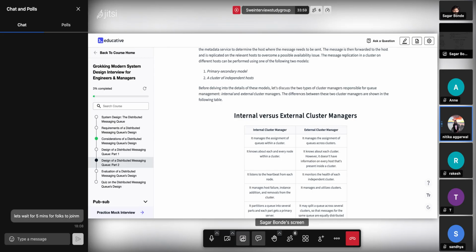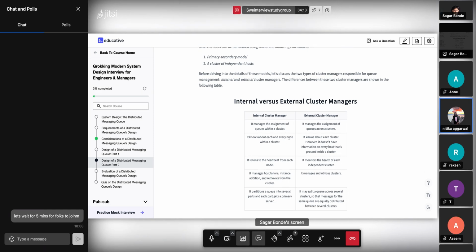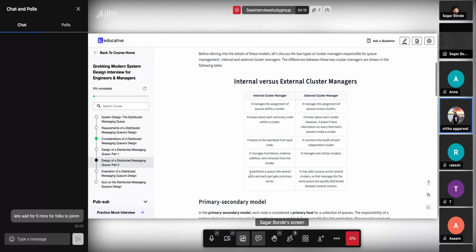So basically, for the internal cluster manager, the last point: it partitions a queue into several parts, and each part gets a primary server. So it partitions the queue among the nodes present on that particular cluster, right? Yes, correct. And I think in the external one, it partitions the queue among different clusters.